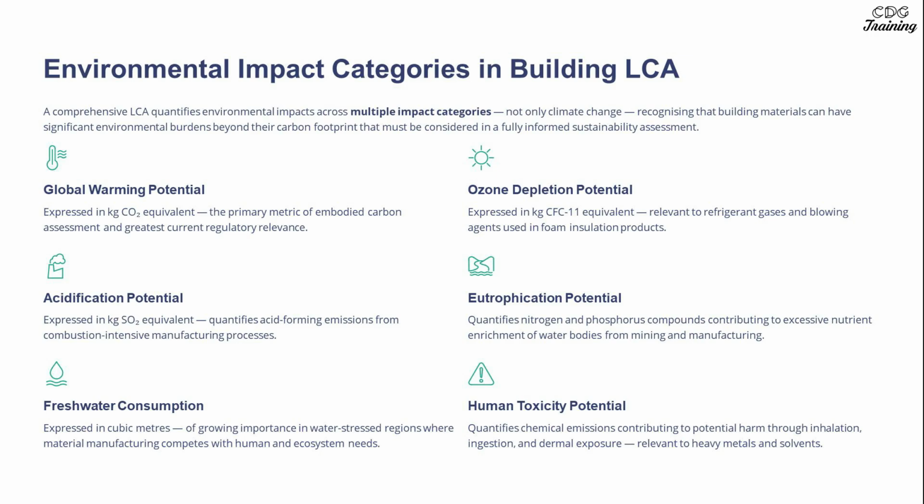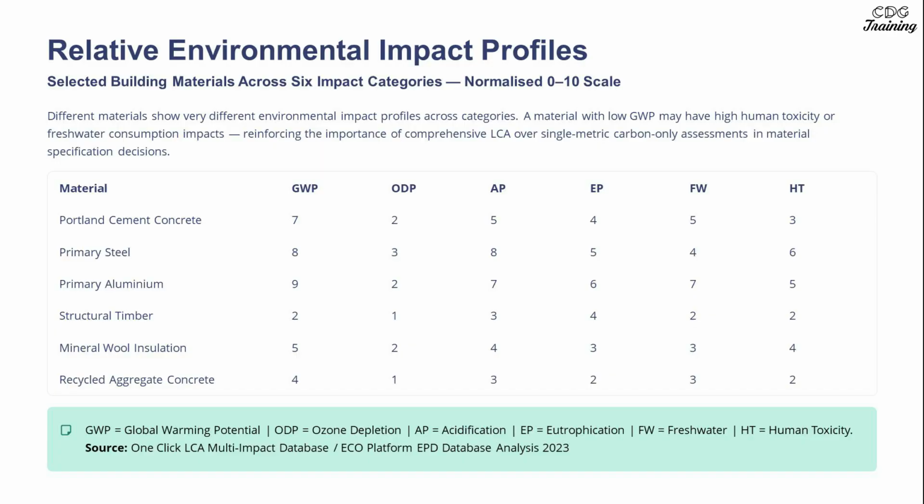A comprehensive LCA quantifies environmental impacts across multiple impact categories, recognizing that building materials can have significant environmental burdens beyond their carbon footprint. These impacts must be considered in any sustainability assessment. Different materials show very different environmental impact profiles across categories. Materials with low GWP may have high human toxicity or freshwater consumption impacts, reinforcing the importance of comprehensive LCA over single metric assessments in material specification decisions.